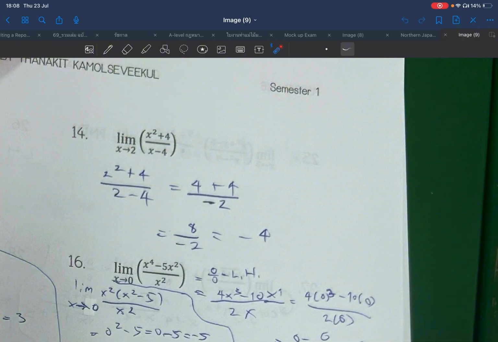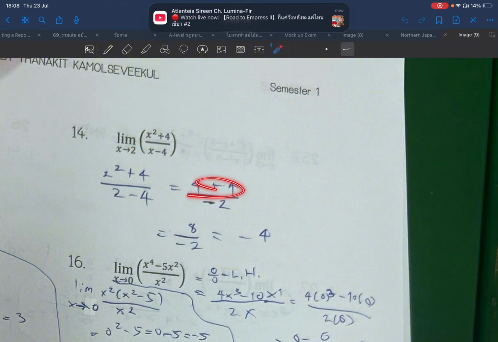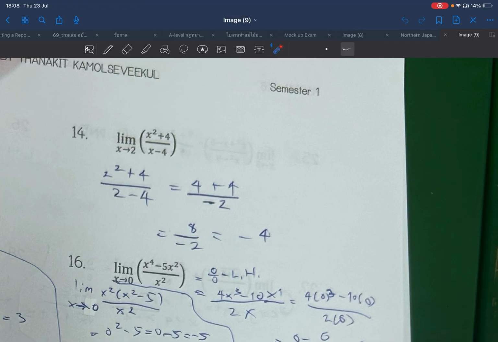Number 14, the limit of (x² + 4) over (x - 4) as x approaches 2. We substitute x equals 2. The numerator is 2² + 4, which is 8, as we can see here. And the denominator is 2 - 4, which gives us -2. Dividing 8 by -2 will give us -4.